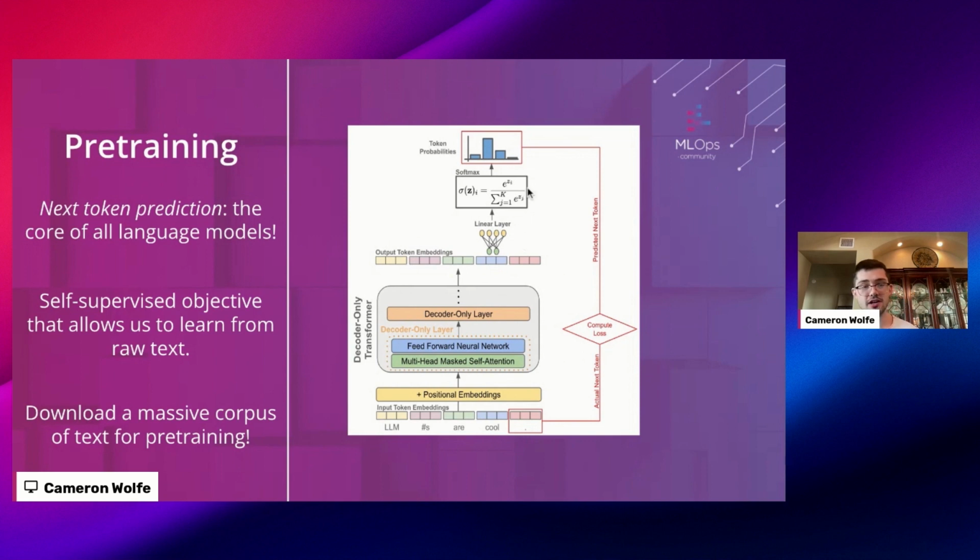So we can download a massive corpus of raw text from the internet, and then perform this pre-training objective with really big models. That is a huge key to getting these models to perform well. It's kind of what made the difference between GPT and GPT-2 versus GPT-3. We use big models and big data sets and then train them with next token prediction.